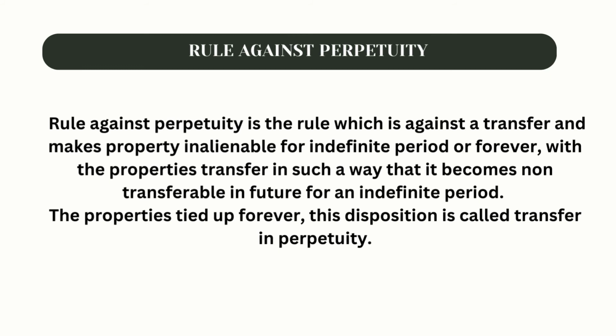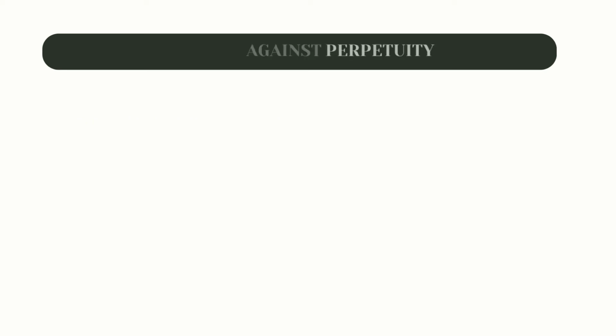It is the rule which is against a transfer that makes property inalienable for an indefinite period or forever, with the property's transfer in such a way that it becomes non-transferable in future for an indefinite period. The property is tied up forever. This disposition is called transfer in perpetuity.